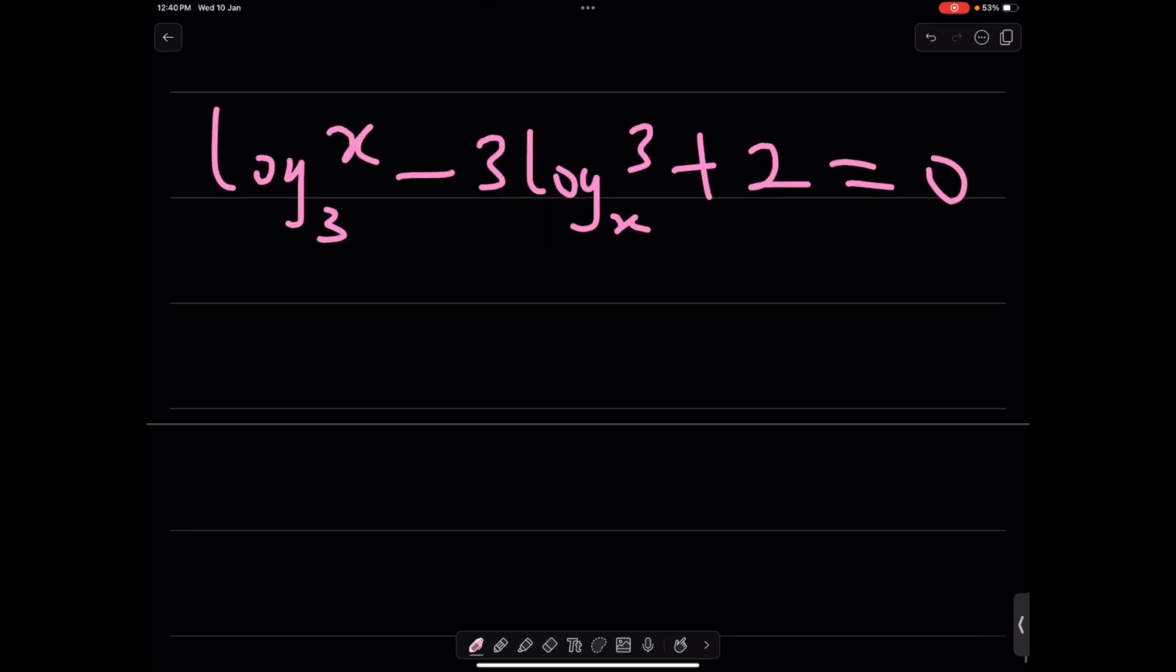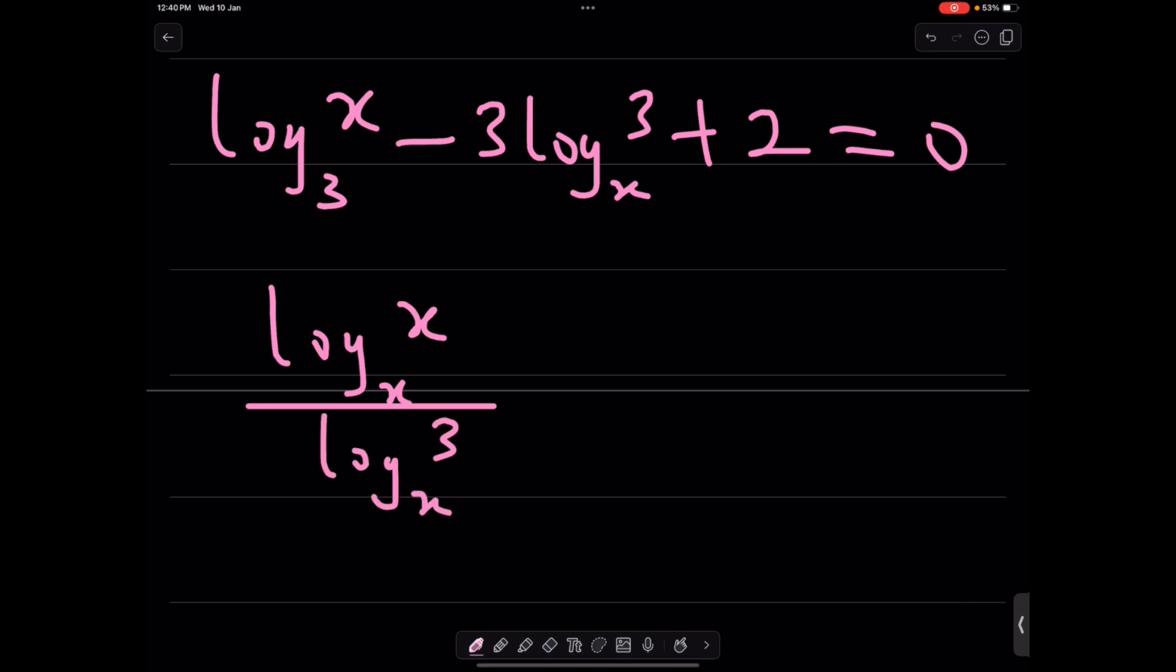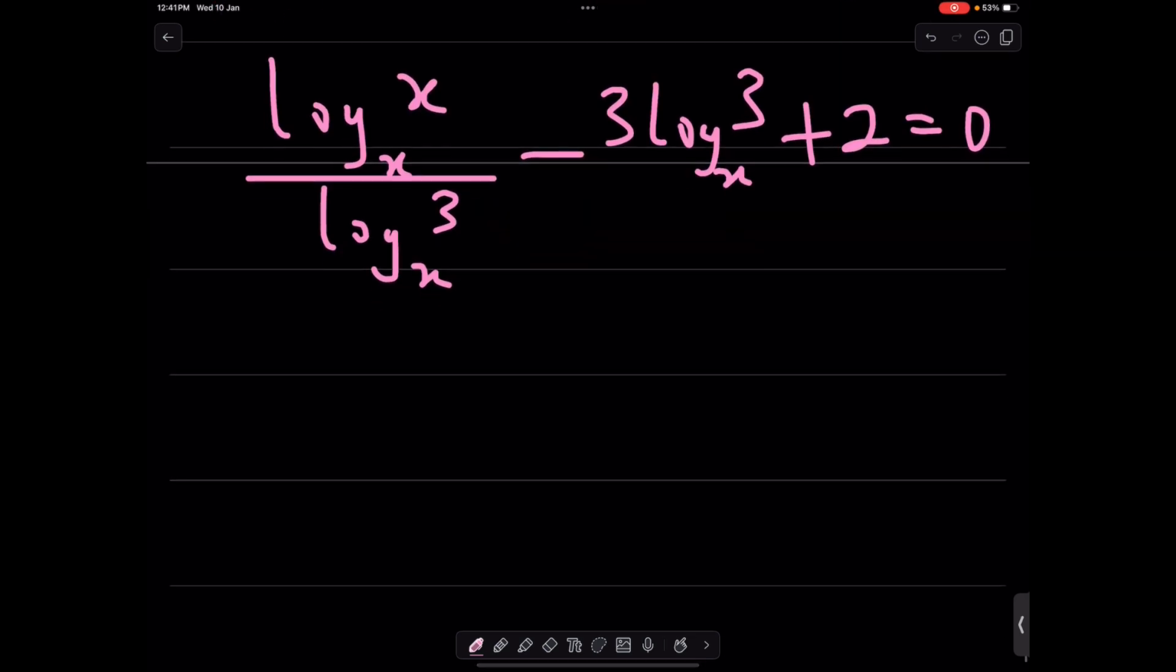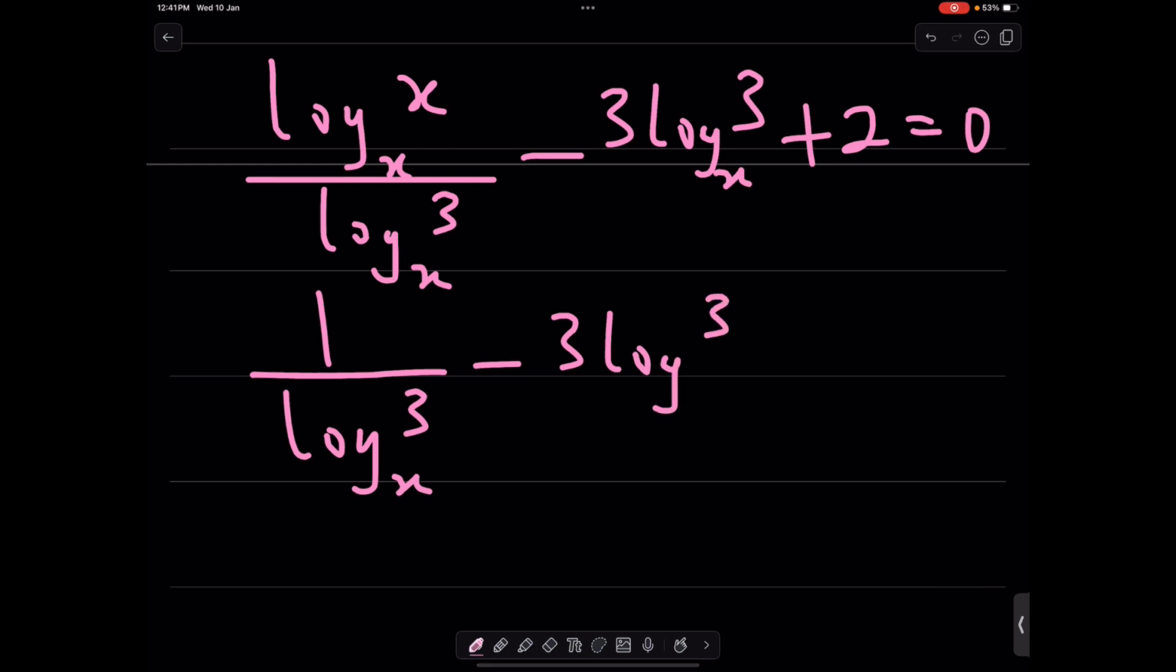Now I can write this as, this is the same as saying, log x base 3 can be written as log x base x over log 3 base x. Now minus 3 log 3 base x plus 2 equals 0. And that simply means log x base x is 1. That's 1 all over log 3 base x minus 3 log 3 base x plus 2 equals 0.